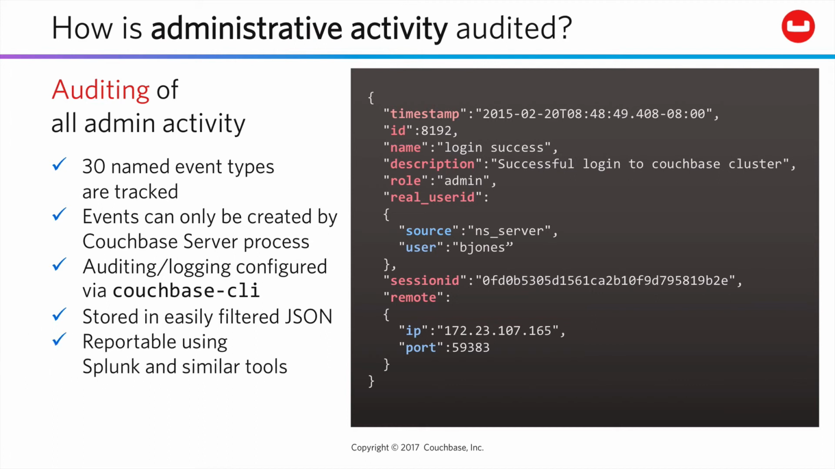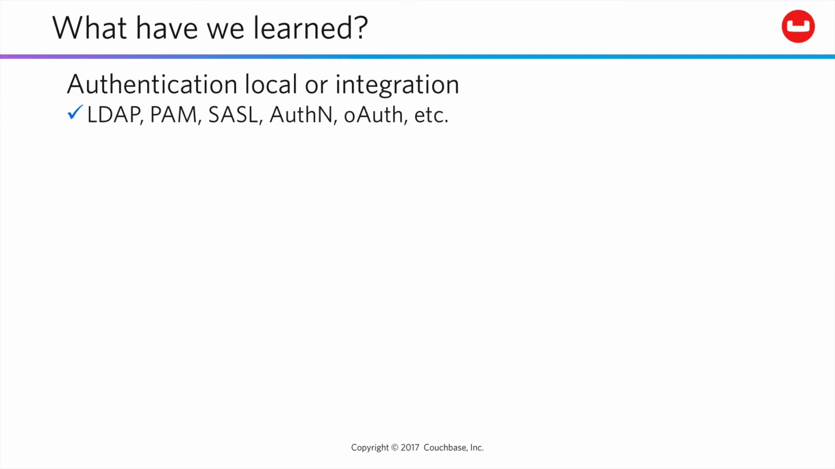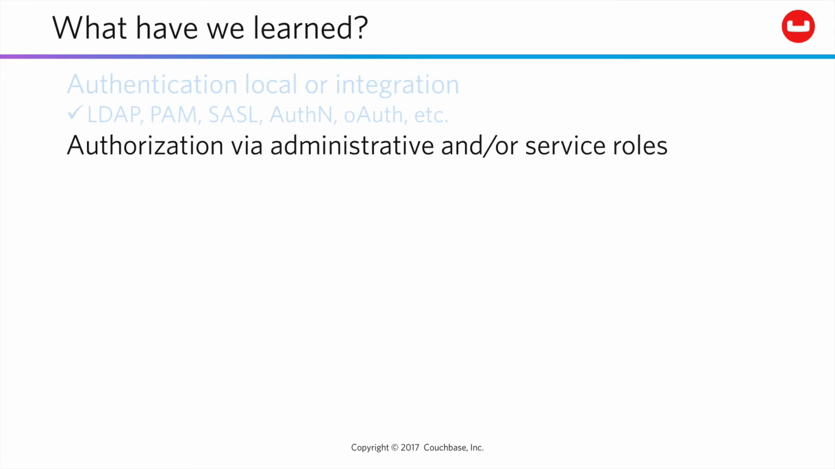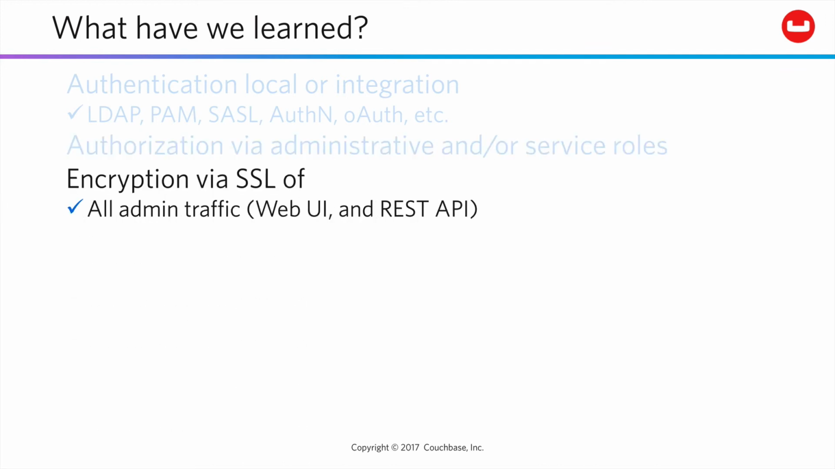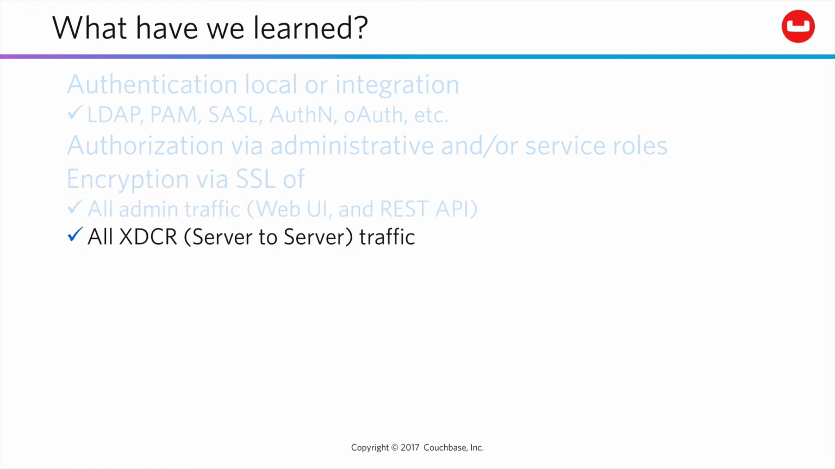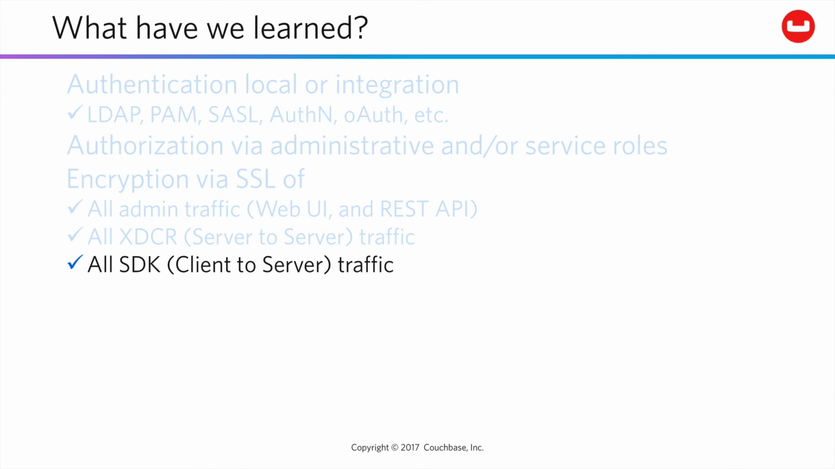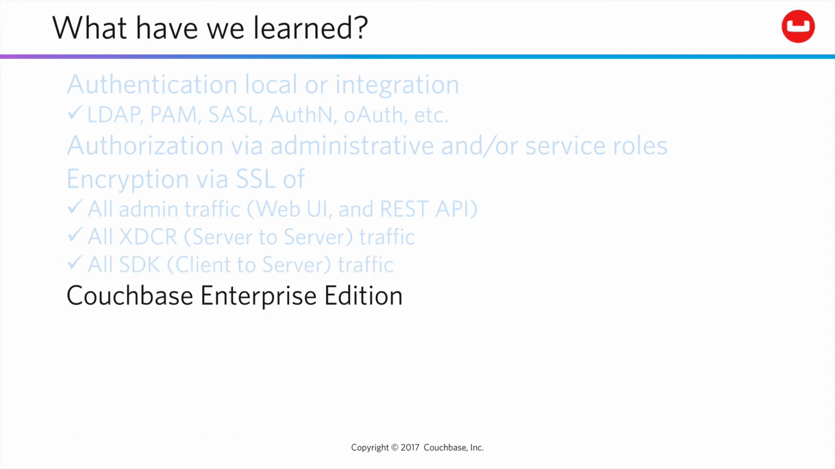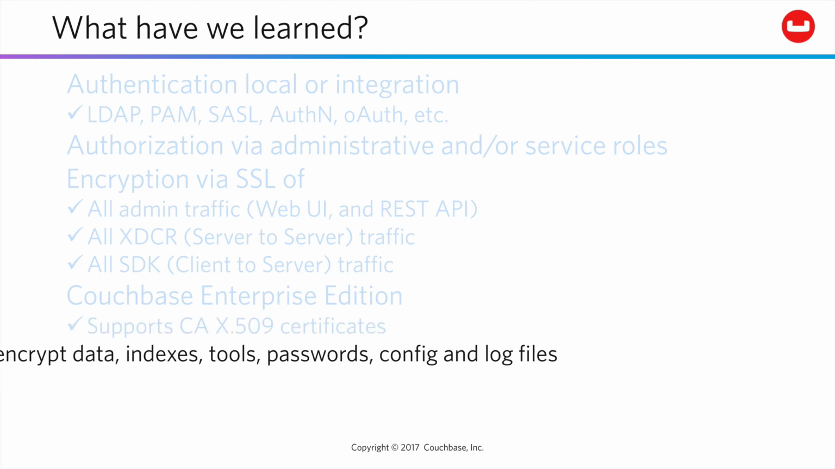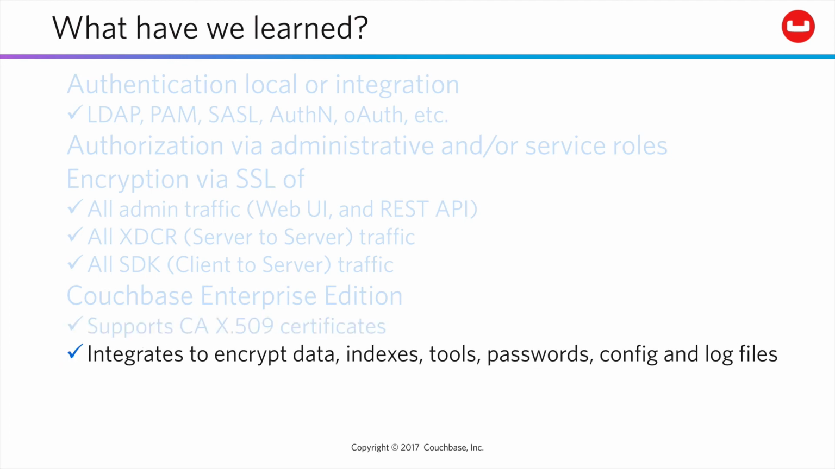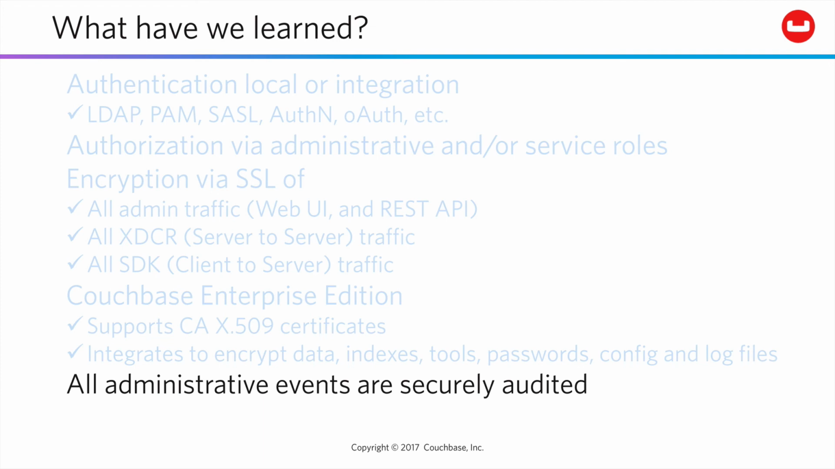So what have we learned? Well, your authentication can be local, or more likely, by integration with LDAP, PAM, SASL, Authn, OAuth, and the like. Authorization is by administrative or service-focused role tied to specific accounts. We provide SSL encryption of all admin traffic, whether UI or REST, all XDCR traffic, and all SDK traffic from your clients. If you're using Couchbase Enterprise, we support X509 certificates for the SSL and integrate transparently with comprehensive at-rest and field-level encryption capabilities. We also securely audit 30 different event types.